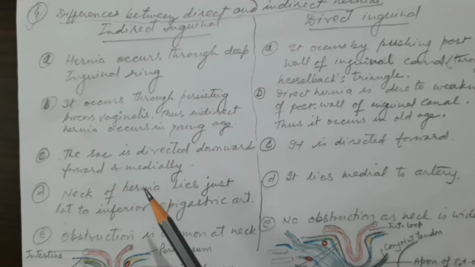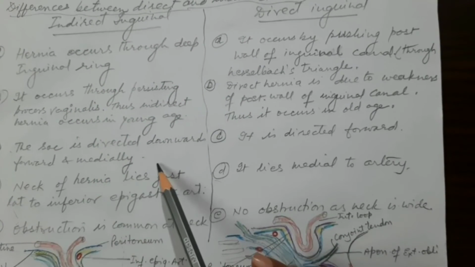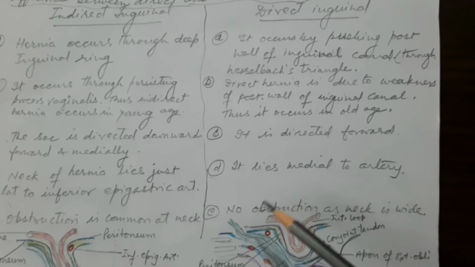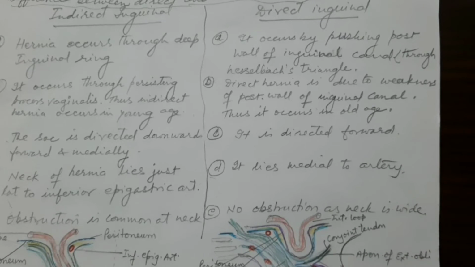Okay. Now the third difference is that the sac is directed downwards, forwards and medially. This is the same direction as the inguinal canal, from the deep inguinal ring to the superficial inguinal ring. So the peritoneal sac takes the same direction. It pushes its way downwards, forwards and medially, and then comes out through the superficial inguinal ring, and then goes towards the scrotum. Now in the direct inguinal hernia, it just directly pushes things forward, that is, the posterior wall is pushed only forward, and then it comes out through the superficial inguinal ring.